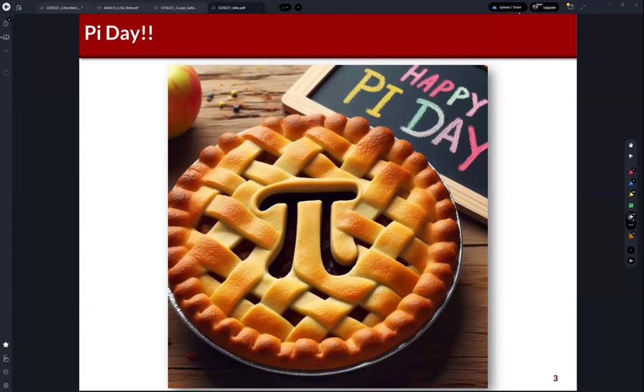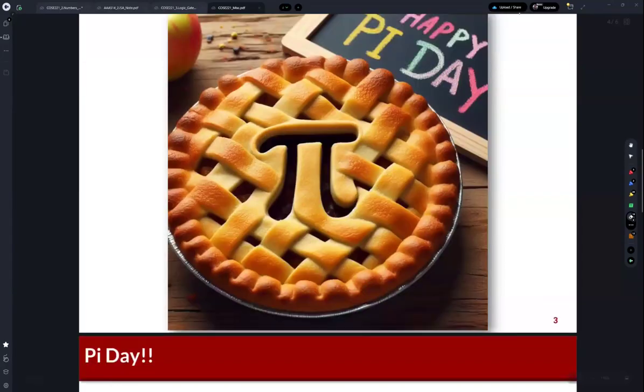Okay. So today is Pi Day. So actually, Pi Day is not famous in Korea. So I generated this image from Copilot. So it means that the AI generated this image. So today is Pi Day. And what is pi?